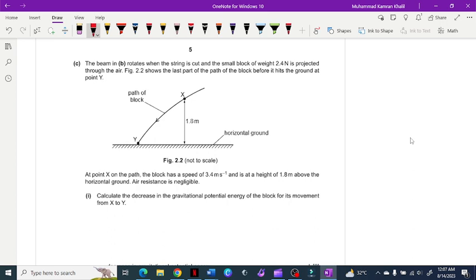At point X on the path, the block has a speed. Now it means that at point X it has kinetic energy as well as potential energy. So both energies will be here: kinetic energy and the gravitational potential energy, because it has speed and it is above some altitude with respect to the ground. Calculate the decrease in the gravitational potential energy for the block as it moves from X to Y.